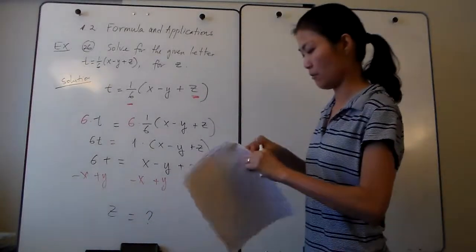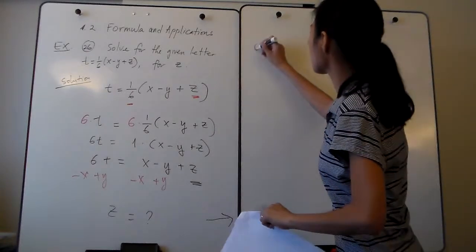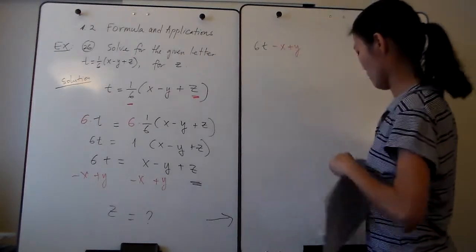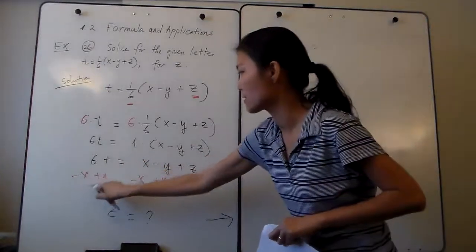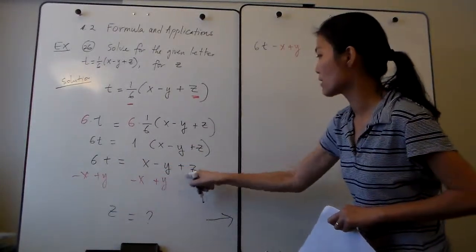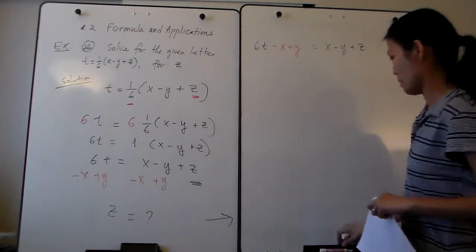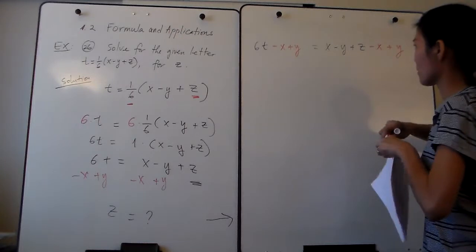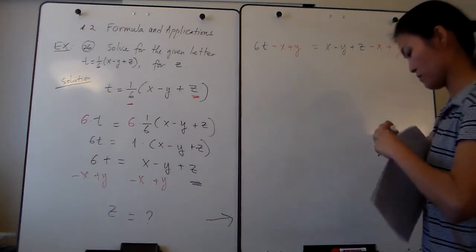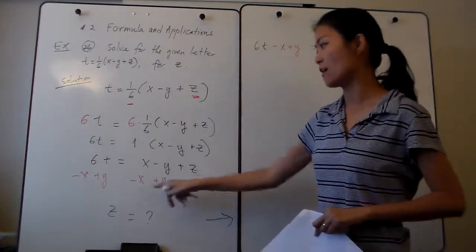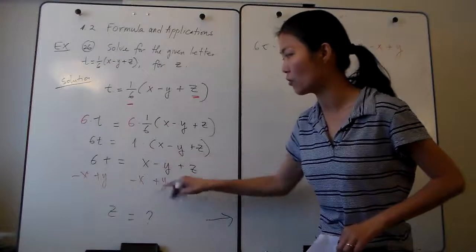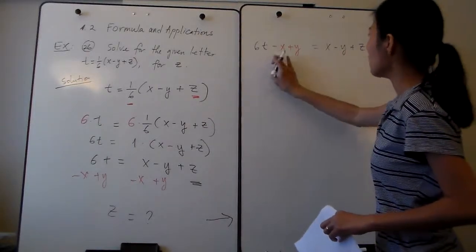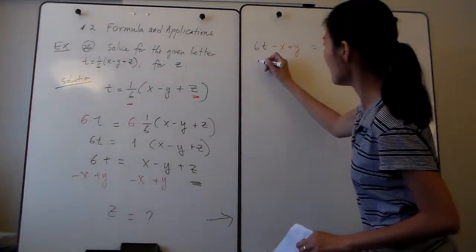Okay, so let me show you. 6t minus x plus y equals x minus y plus z minus x plus y. Now, simplify it as much as possible. And our goal is to get z on the right hand side. That's why we subtract x and add y, just to cancel the two terms added with the z, using the addition principle. These three terms are different, so you cannot combine them. So leave as is. So I just copy again.